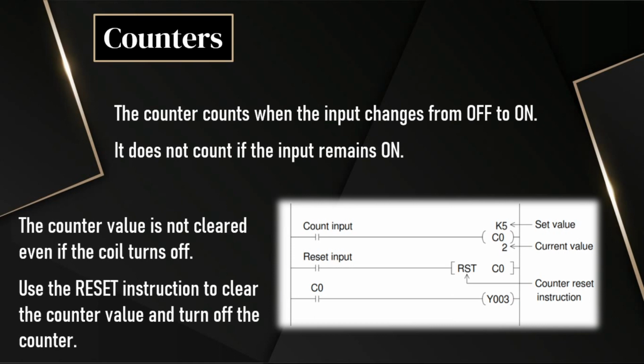Like that, if the input changes 5 times, off to on, off to on, off to on, then the counter will count 5. If the input is continuously on, then the counter will not count it. The counter will only count if there is a change in state from off to on. The counter needs an extra input, which is the reset input, used to clear the counter value. Say, for example, your counter value is 10. How to reset it? You must use a reset input to clear the counter.